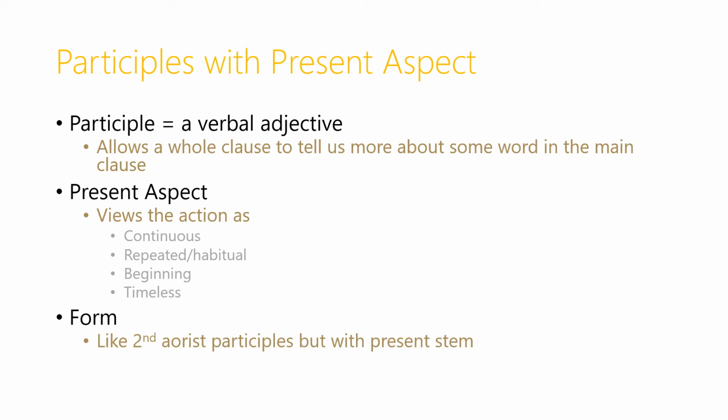The form of a present participle is very much like second aorist participles. The main difference is in the stem that's used. So present participles will use the present stem, whereas second aorist participles will use the second aorist stem.